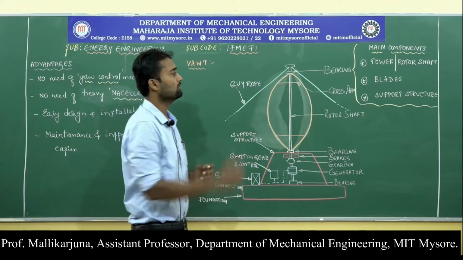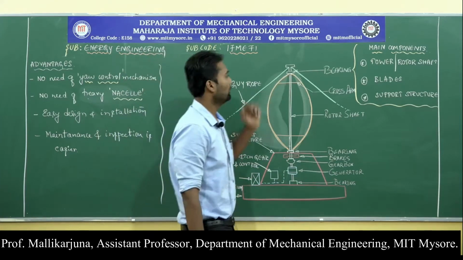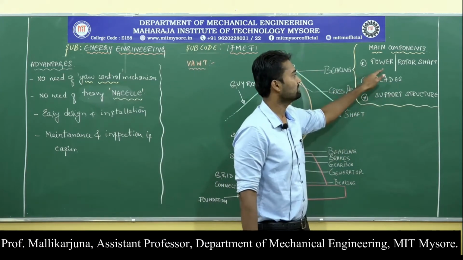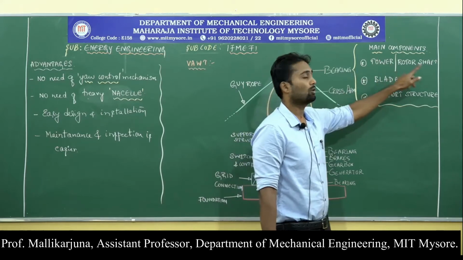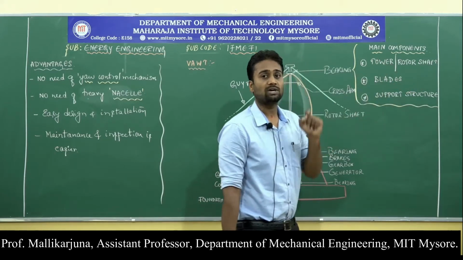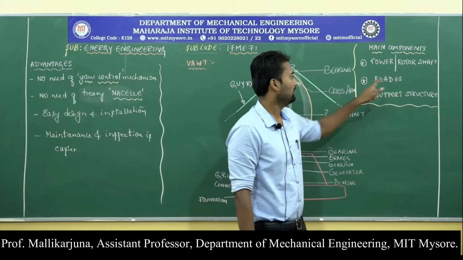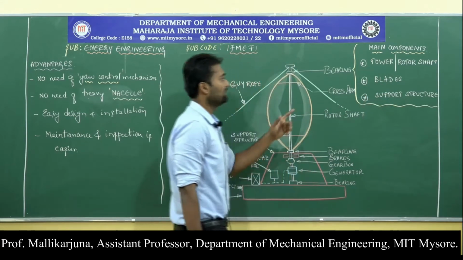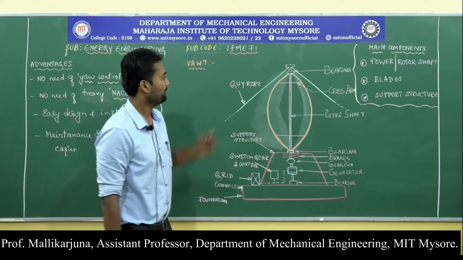So now let us look at the main components of the vertical axis wind turbine. We are looking at three main components. First one is the tower or rotor shaft. Here the rotor shaft itself is called the tower. The second thing is blades, and the third one is the support structure. Very first one is the rotor shaft or tower.